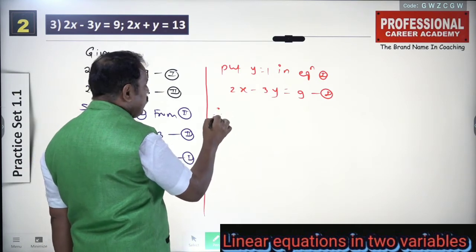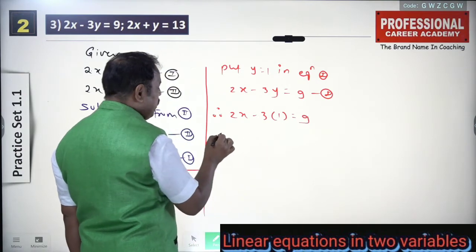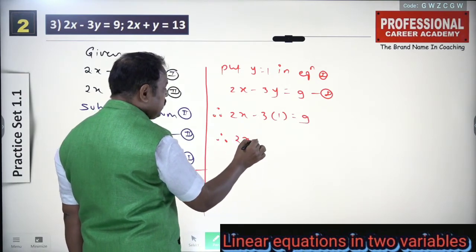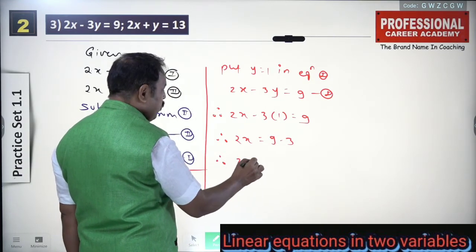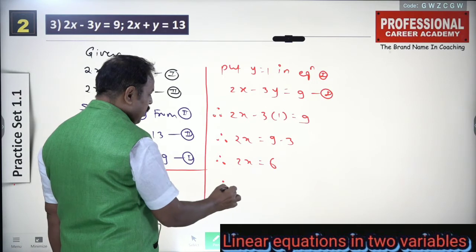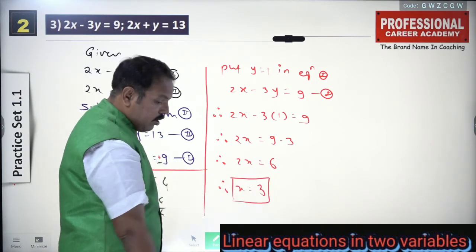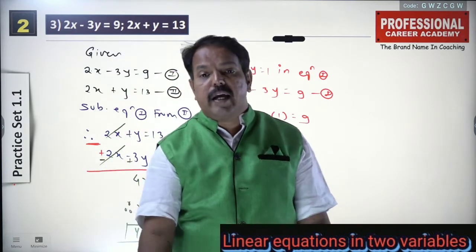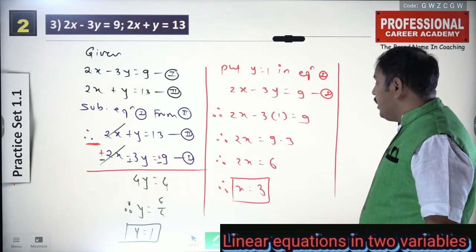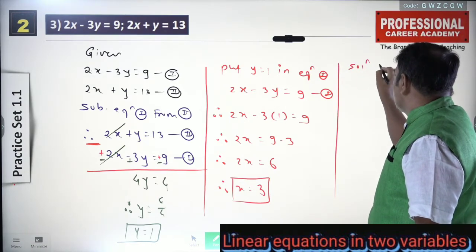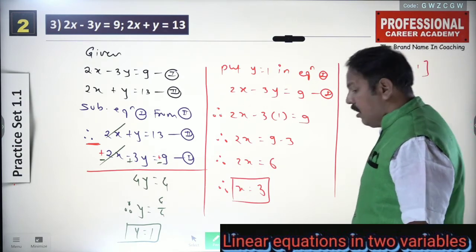So therefore 2x minus 3 into 1 is equal to 9. Therefore 2x is equal to 9 minus 3. Therefore 2x is equal to 6, or x is equal to 6 upon 2 means that is 3. So we got both the values x and y. So what is x? X is 3, y is 1. So what is the solution? Solution of given simultaneous equation is 3, 1.